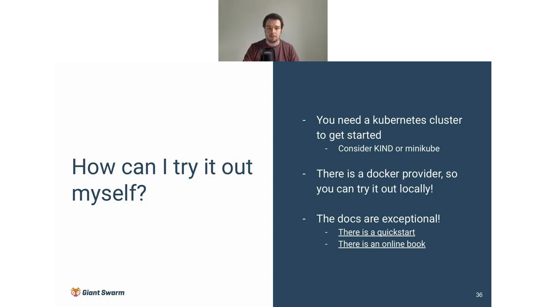You can go to the Cluster API project, so kubernetes-sigs/cluster-api. There's a quick start guide and an online book, which does an excellent job at getting you started locally in a kind cluster or Minikube on your machine. And there's also a Docker provider, so the infrastructure provider Docker is available, which you can just run locally. So you can, on your own machine, have a management cluster and spawn workload clusters to really see how the interaction works and what it's like to use Cluster API.